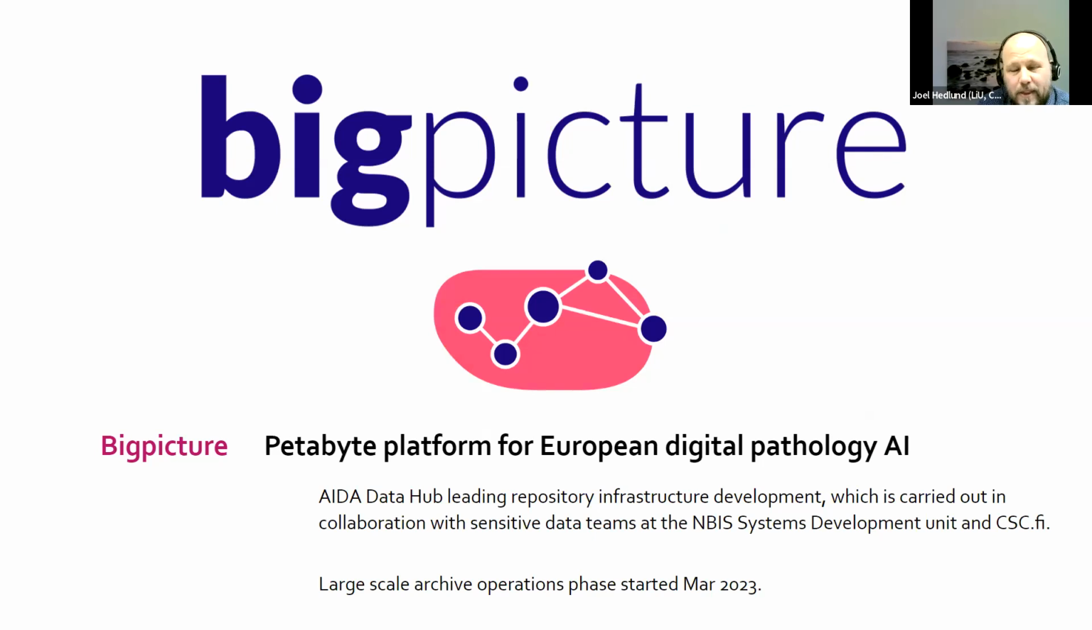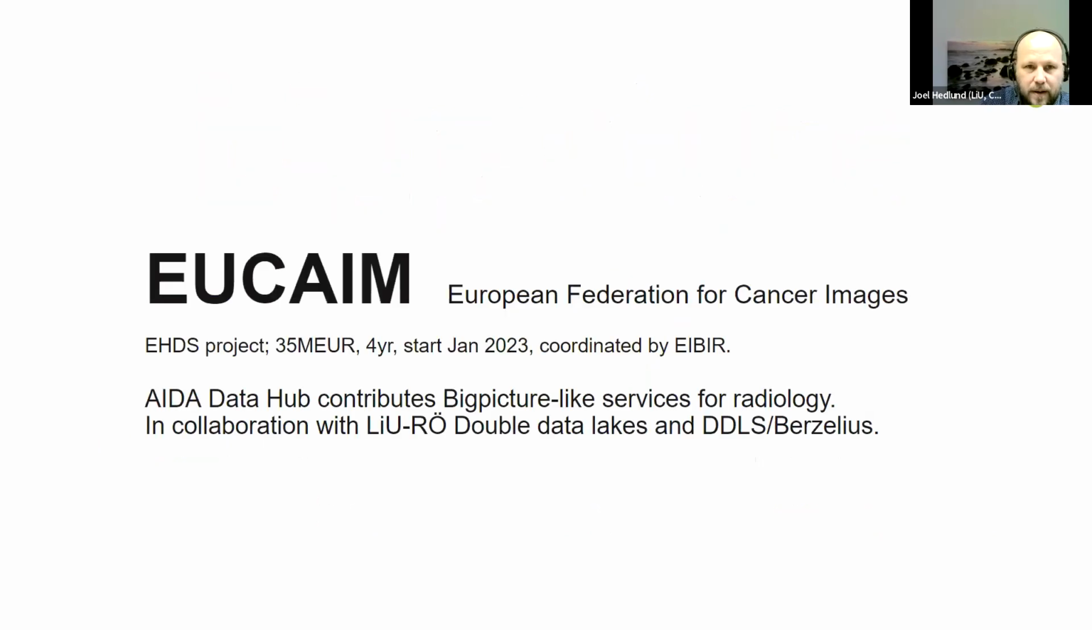For Europe. We're going from terabytes in the previous slides to petabytes in this slide for European digital pathology AI. So this is using not the manual approximations of Elixir solutions, but using the actual Elixir solutions and adapting them to digital pathology. And the next step after that is to broaden it from pathology also to other types of cancer imaging, such as radiology.